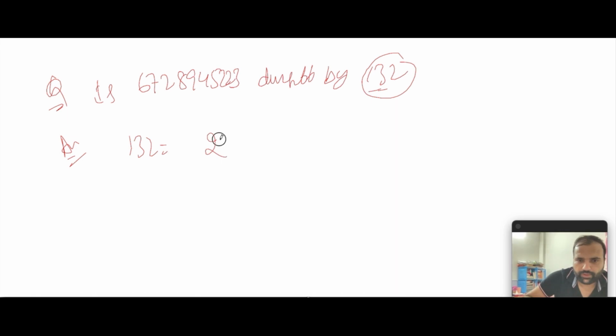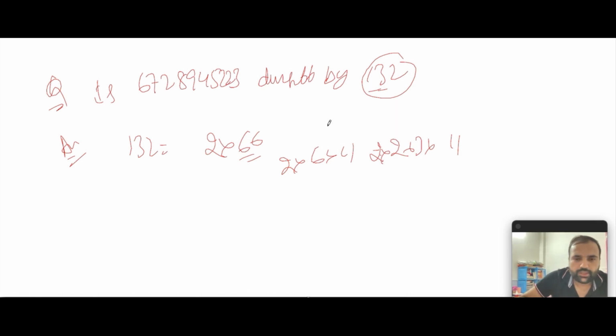132, simple. What we can do is break it into 2 into 66. Still nothing, so no problem. 2 into 6 into 11. Now what we can do is further break 6 into 2 into 3. So if we can check that it is divisible by 11 and 6 both, our job will be done, because 6 contains 2 and 3 both.